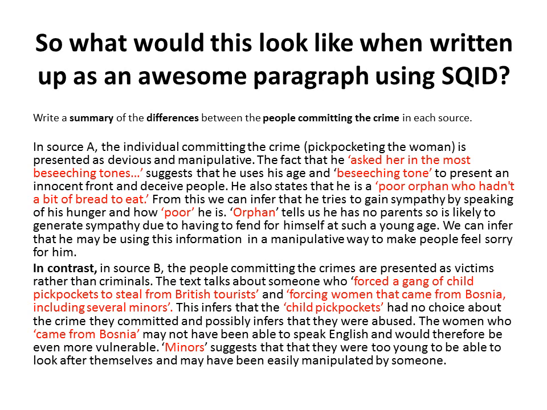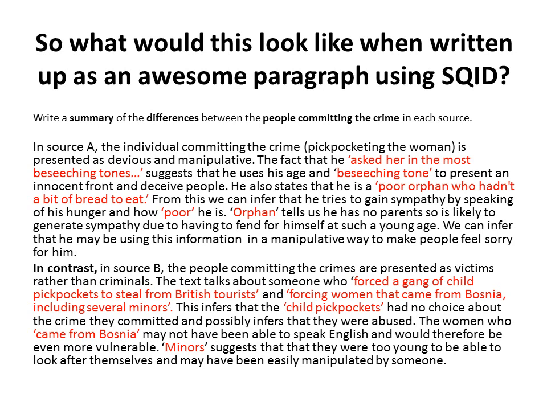In source A, the individual committing the crime, pickpocketing the woman, is presented as devious and manipulative. The fact that he asked her in the most beseeching tones suggests that he uses his age and beseeching tone to present an innocent front and deceive people. He also states that he is a poor orphan who hadn't a bit of bread to eat.